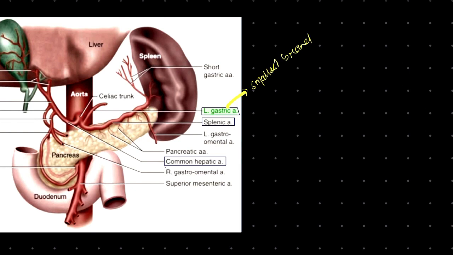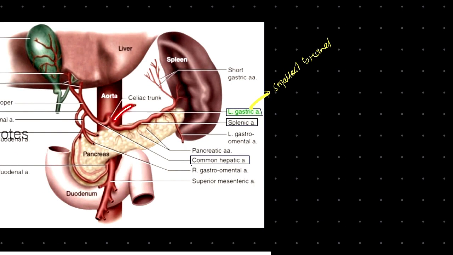Another thing, as you can see clearly, is where it is going. Here is our stomach. It is not shown right here, we are just cutting it from this section, but here is our stomach region. It is supplying the region that is connecting our liver and stomach. This is the lesser omentum, which connects the lesser curvature of the stomach to the liver. So we can say the branch of the celiac trunk, the left gastric artery, is supplying the lesser curvature.